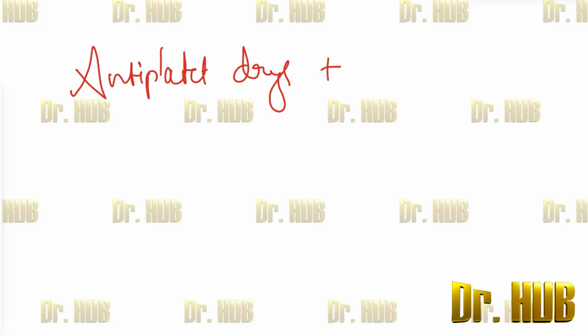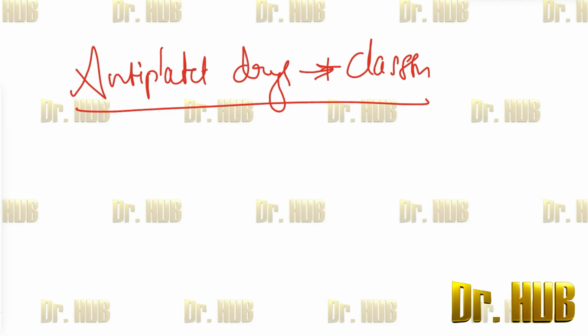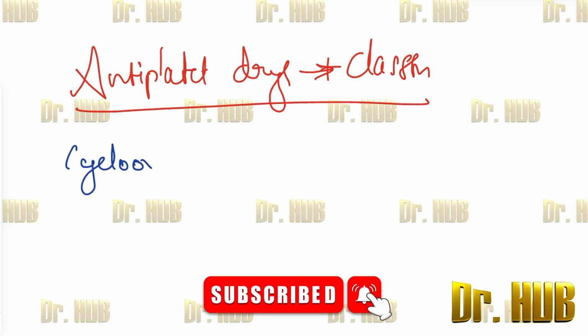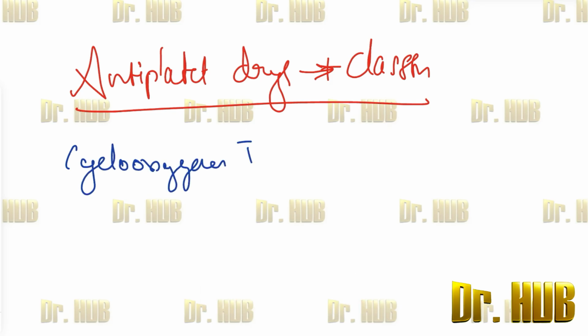Let's understand the antiplatelet drugs. So we look at the antiplatelet drugs and we also look at the classification. So first, to begin with, is the cyclooxygenase 1 inhibitor. The drug here is nothing but aspirin.